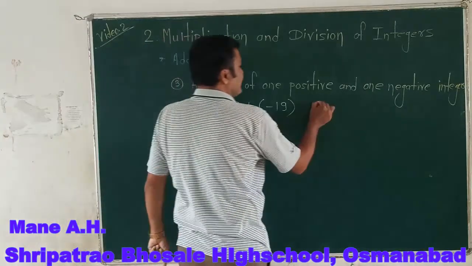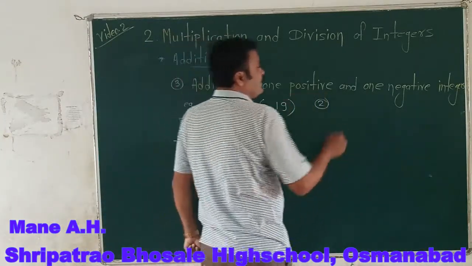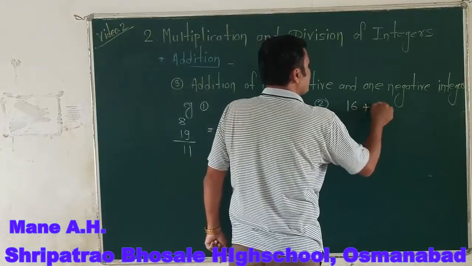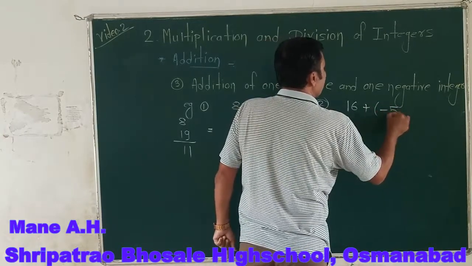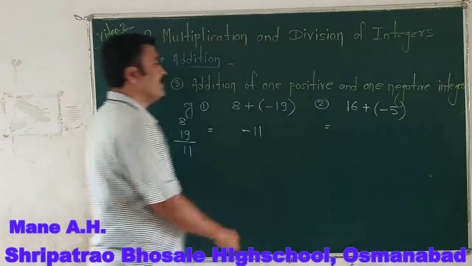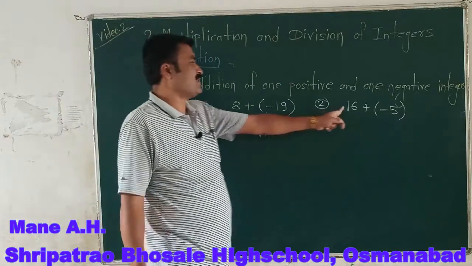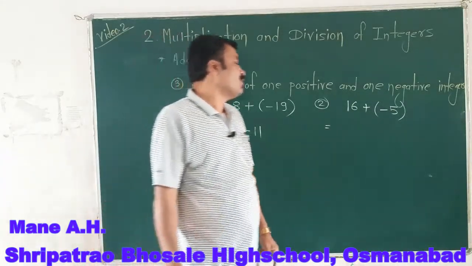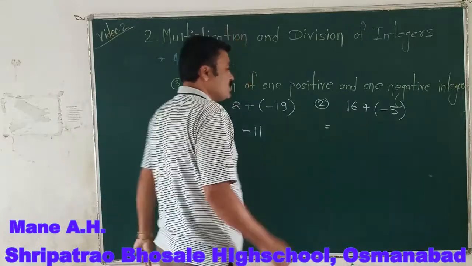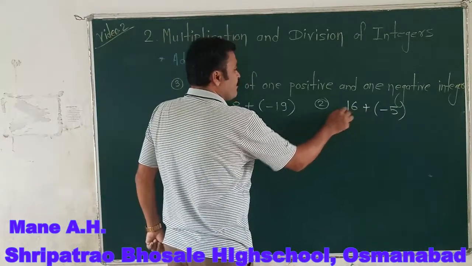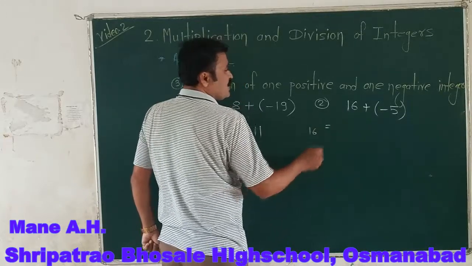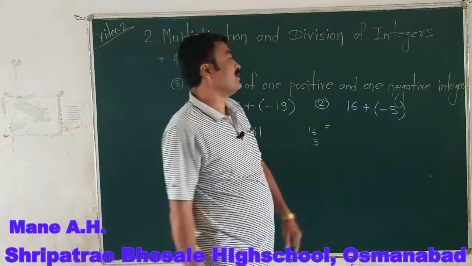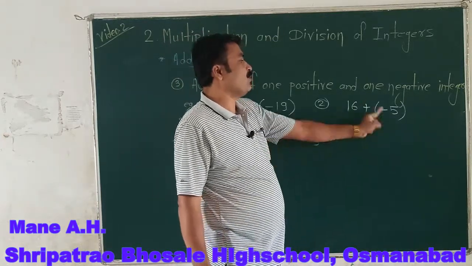Let's follow a second example for the same condition. Now here I am taking 16 plus, in brackets, -5. In this example also we take 16 as a positive integer and -5 as a negative integer. While taking the addition of these two integers, first we take their magnitudes: the magnitude of 16 is simply 16, and the magnitude of -5 is 5. Now if you observe the example, one is positive, one is negative.